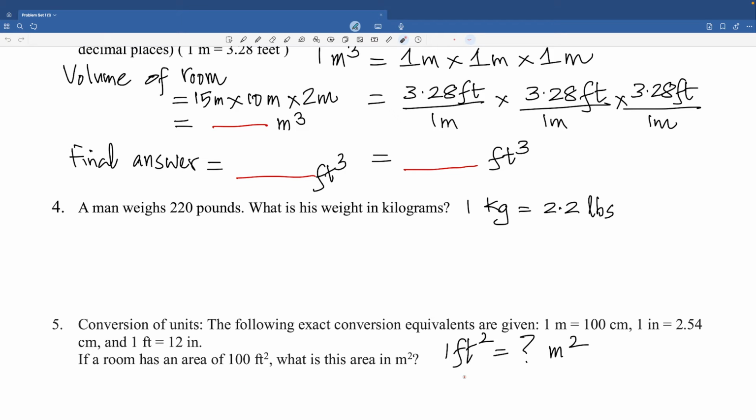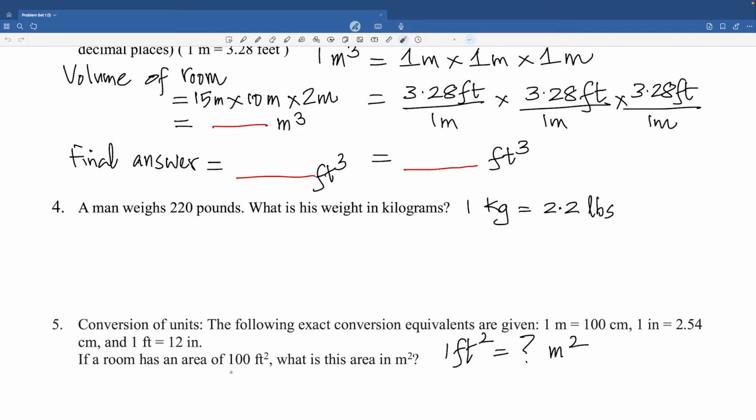So first, what you can do is convert 1 feet square into meter square. You'll have to use the chain link conversion using what's given here. Set it up in the numerator and the denominator so that everything cancels out except meter square.